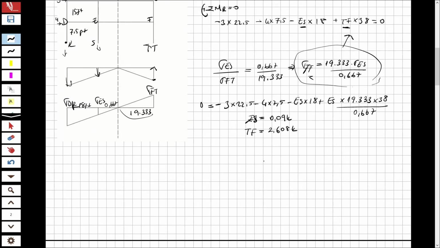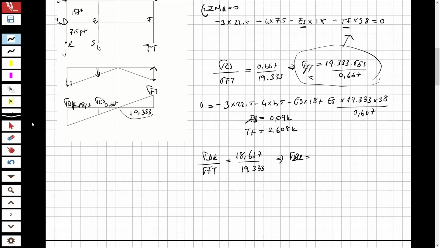And when I want to calculate the DR, so this is DR actually, I'm going to make a comparison like this again, make a ratio. This is going to be, for example, sigma DR over sigma FT. This length, what is this length? It is 18.667, and over sigma FT, what is the length? 19.333.